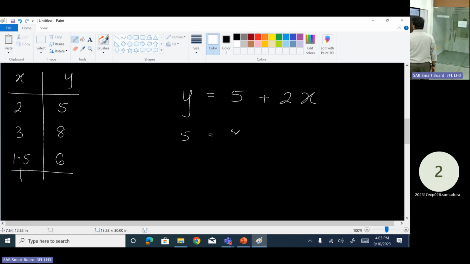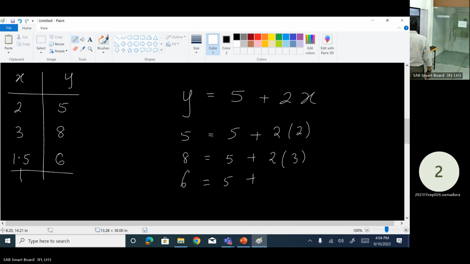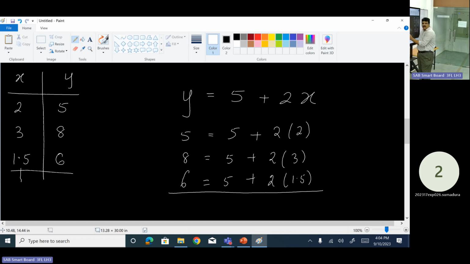What is the x value? 5 plus 2 times 2. Then I'm applying the second value: y is 8, 5 plus 2 times 3. Then I'm applying the third one: 6, 5 plus 2 times 1.5. Okay, so I have 3 equations. Now I'm going to add these. What are these? These are the y values, so I'm going to add all these.